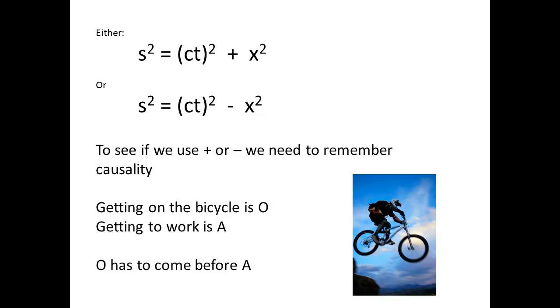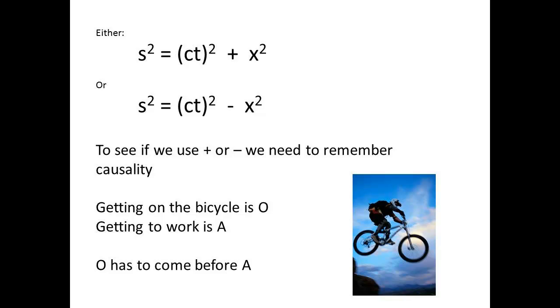The 2 possibilities are s squared equals ct squared plus x squared, and s squared equals ct squared minus x squared. There are 2 possibilities here because we could use the plus or minus sign. There is no reason why it has to be plus. To see which it is, we must see if either of these will agree with causality.